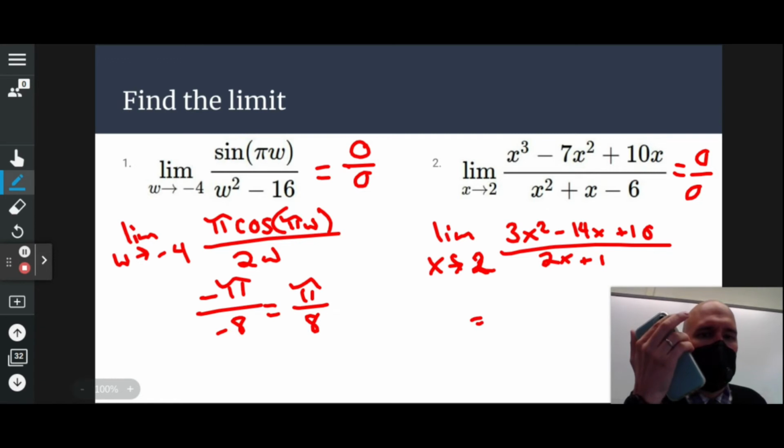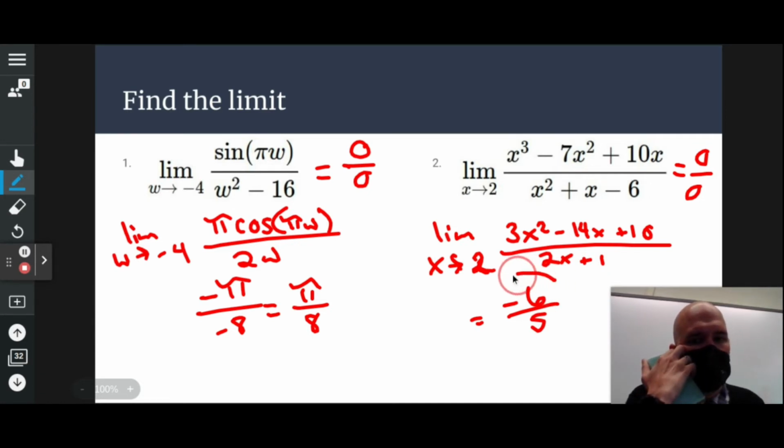3 times 2 squared minus 14 times 2 plus 10. The answer is negative 6. And then this is over 5. There you have it, ladies and jelly spoons. Ladies and germs.